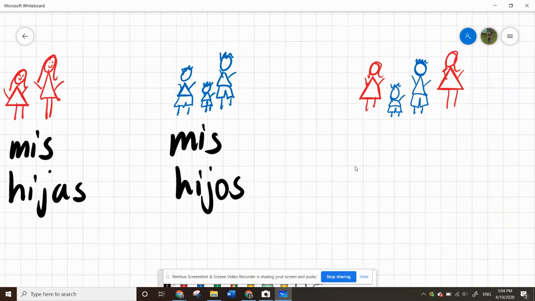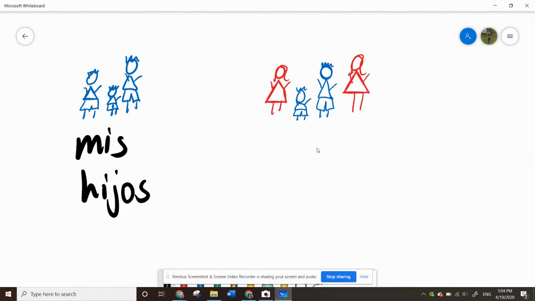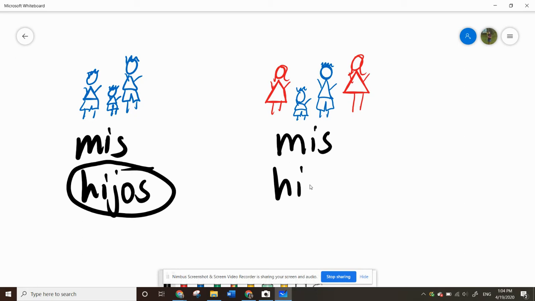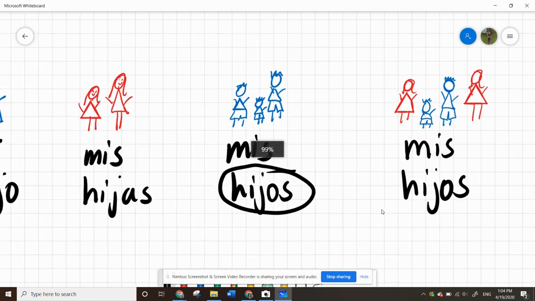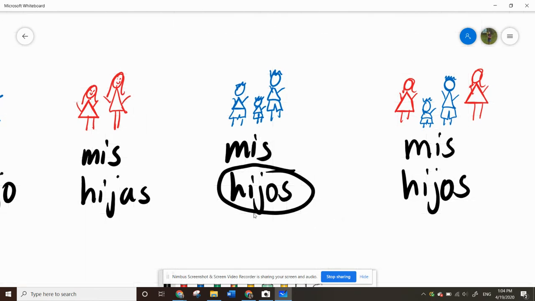But what if it's a mixed group, right? So I could say, oh, these are my sons and daughters, mis hijos y hijas. But I just want to say these are my kids, my children. Turns out that you can actually use this word right here, hijos, and that can either mean sons or it can mean sons and daughters. So I could label this group as well with mis hijos, just like when we learned about the word chicos. So if you have a mixed group, you can still use this hijos and it's just gender neutral.